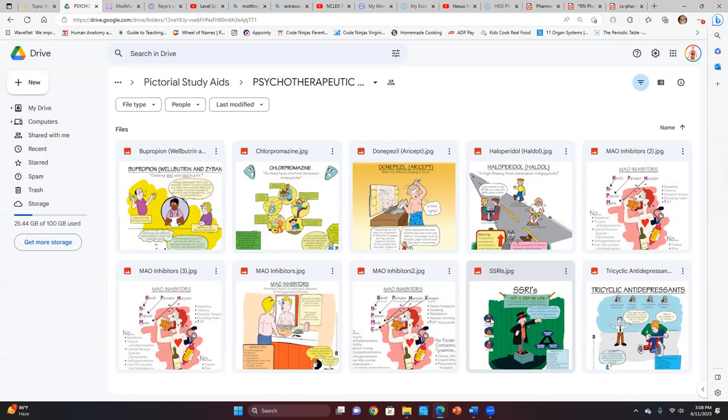We talked about MAOIs a bit already, so I won't touch on those. Let me just see which ones. Okay. Let's talk about the benzodiazepines. I don't think that's really weird that I don't have a picture, but I'm probably not seeing it just because I'm looking so quickly, but I'm going to put it into the chat.